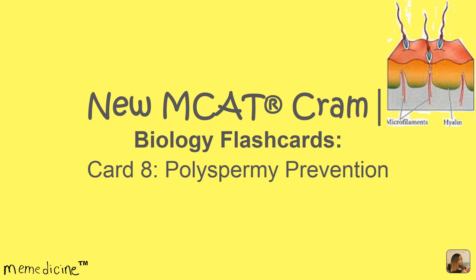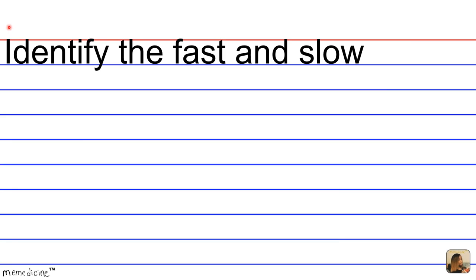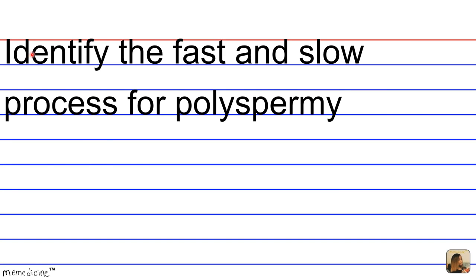All right. Identify the fast and slow process for polyspermy prevention. I'll give you a moment to recall the names of these processes.